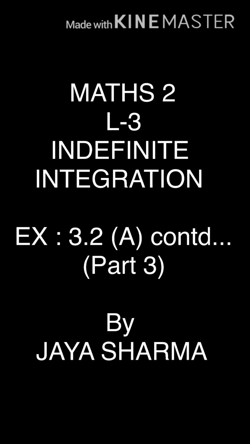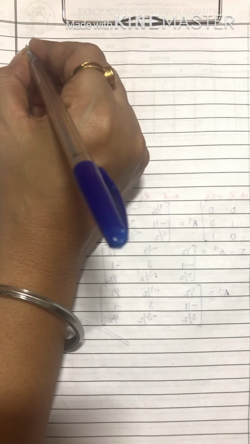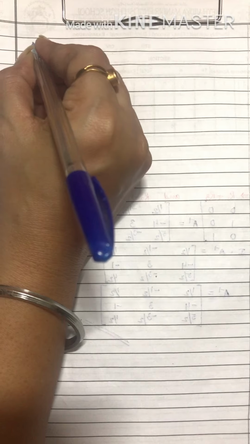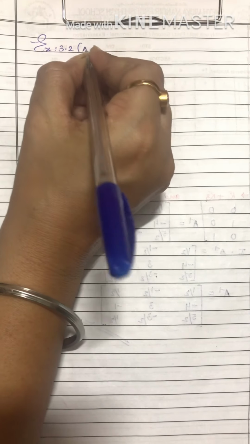This is your maths professor Jaya Sharma, and in this video we will be seeing lesson number 3 from maths 2, that is indefinite integration, and we will start with sums from exercise 3.2. Let's start with knowing some important corollaries. Welcome once again. This is maths 2 lesson number 3, indefinite integration, exercise 3.2a.